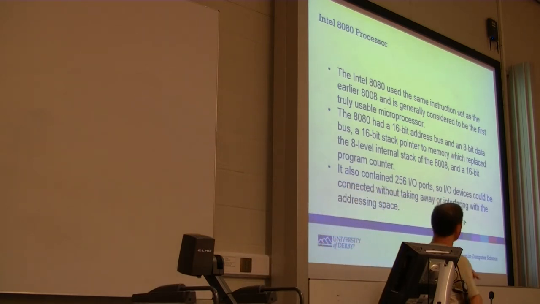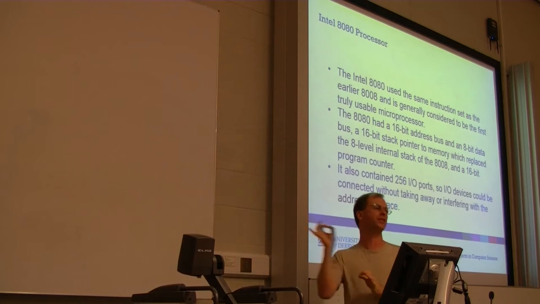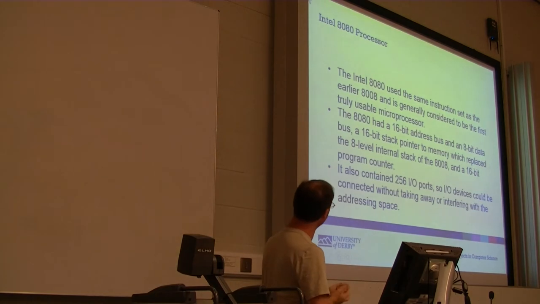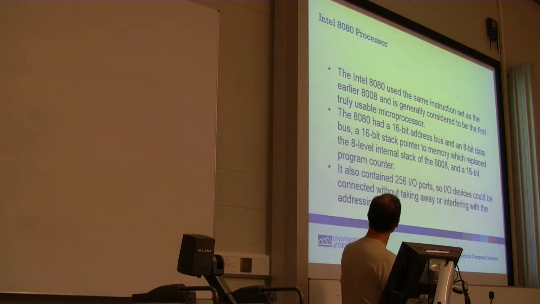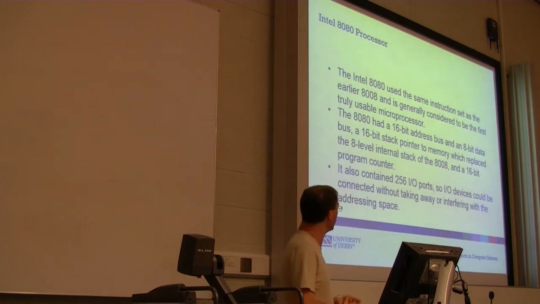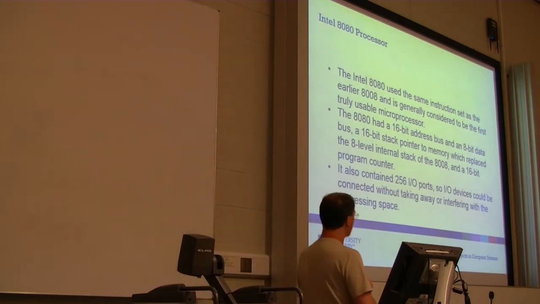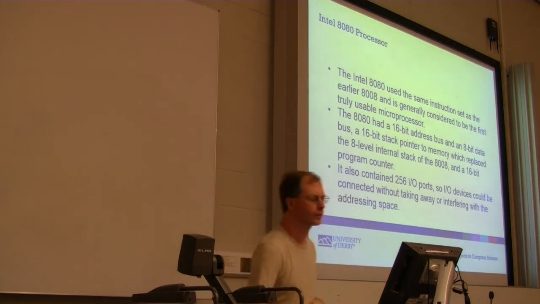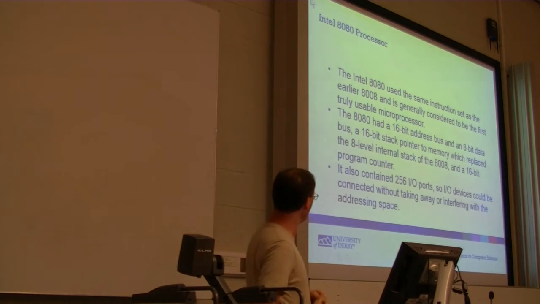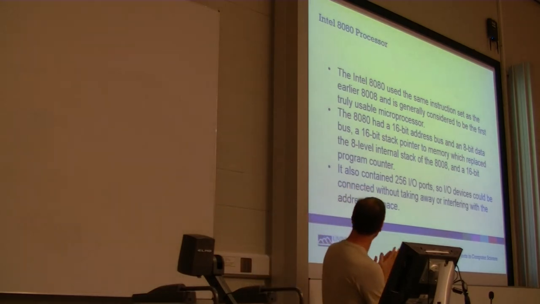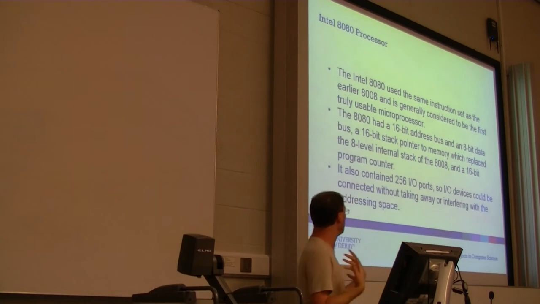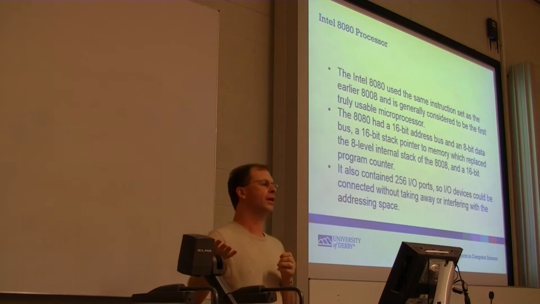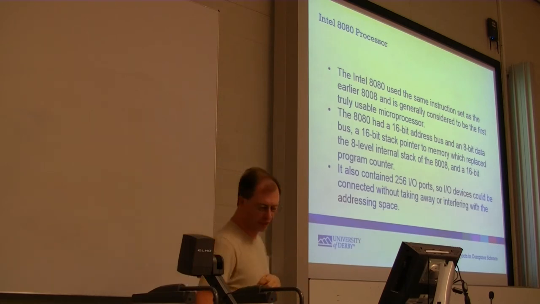It had an 8-bit data bus, which meant it dealt with things one byte at a time. It also had a stack pointer, and we'll be talking about stacks in introduction to computer science, and a 16-bit program counter, which also meant that the programs could live in the 64K memory. And it had 256 I/O ports. The whole point of this was that you could connect input or output devices, and the processor could communicate with them without taking up any of the address space.